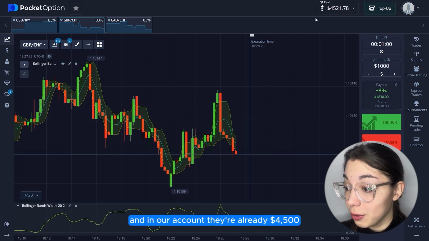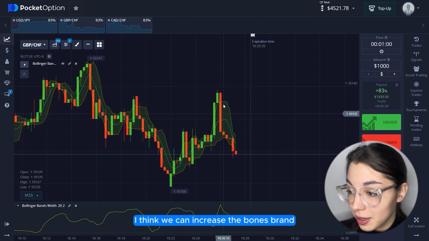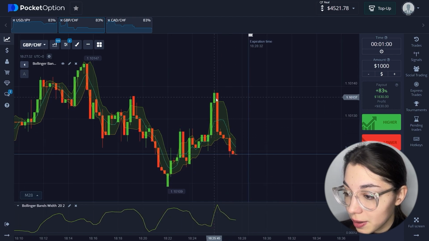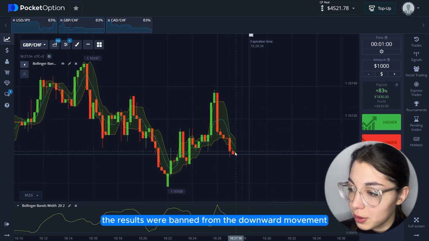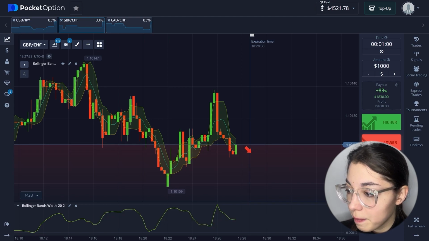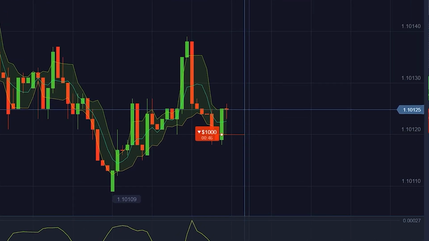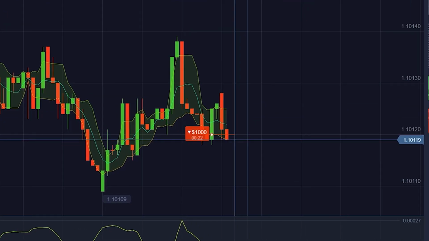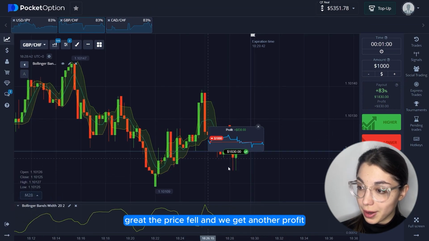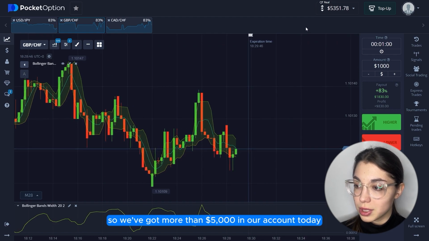And in our account there are already $4,500. I think we can increase. The Bollinger Bands have narrowed again and the volatility hasn't decreased, and the price is currently pulling down. There is also a rebound from the downward movement, going for a decrease then. Great, the price fell and we got another profit. So we've got more than $5,000 in our account.